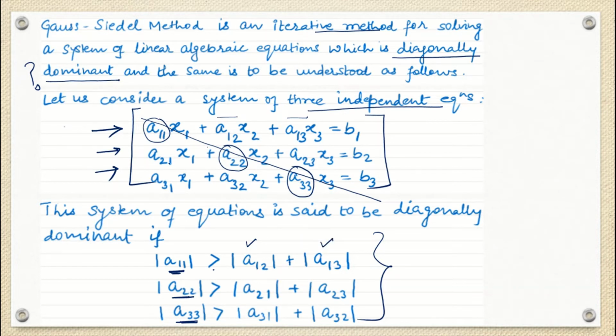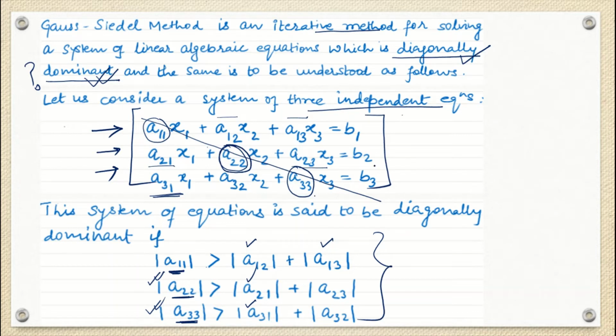Similarly for the second row, the element A22 is present on the diagonal. So the absolute value of A22 should be greater than the summation of the absolute values of all other entries. That means A22 should be greater than the absolute value of A21 plus the absolute value of A23. Similarly, the absolute value of A33 should be greater than the summation of the absolute values of A31 and A32. If this criterion is satisfied, then we say this is a diagonally dominant system. Once we start to solve the equations, it will be better understood.